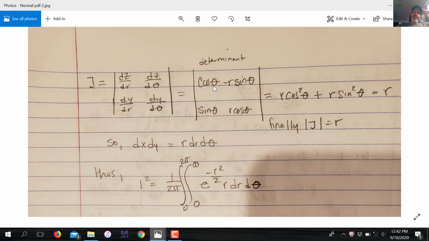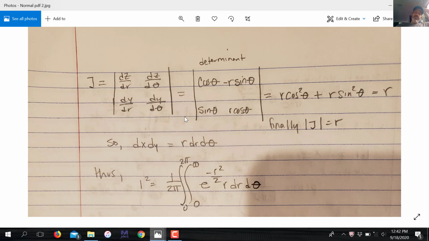So its derivative with respect to r will be cosine theta. And the derivative with respect to theta is minus r sine theta. So you just need to look at your derivative charts for the derivatives of sine and cosine to understand that the derivative of cosine theta is minus sine theta.